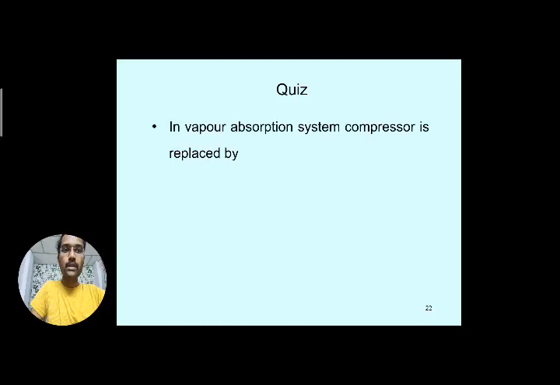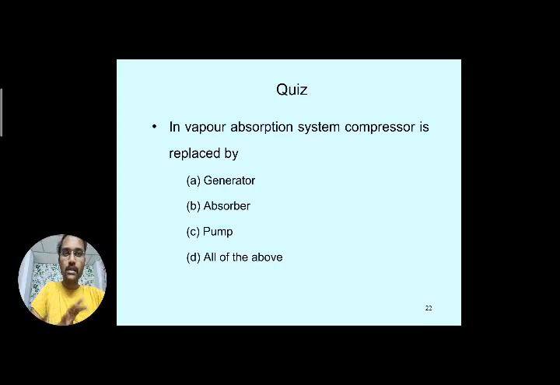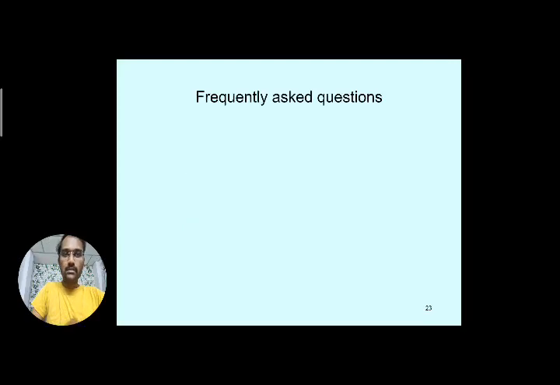In a vapor absorption system, the compressor is replaced by, so the same explanation as given before. We are using all these components, right? We have seen that the generator is important in place of the compressor, the absorber is important, the pump is important. So the answer you can keep is all of the above. That is the answer, right? So this is a simple quiz for you. I hope you have understood by giving the answers for that quiz.